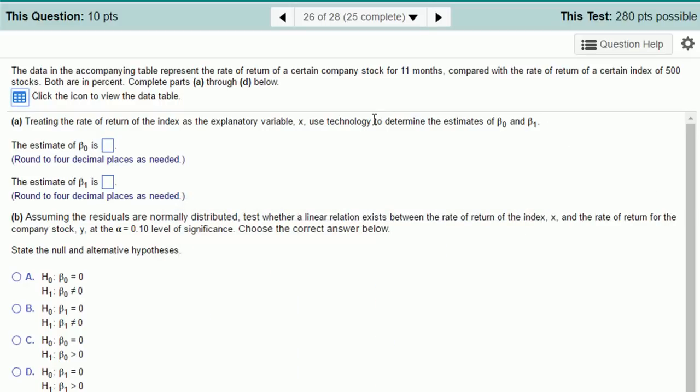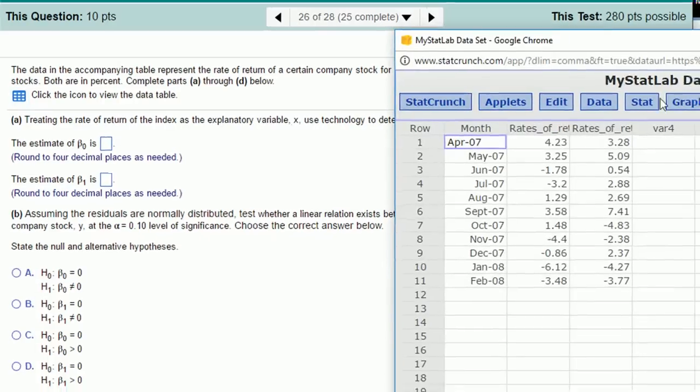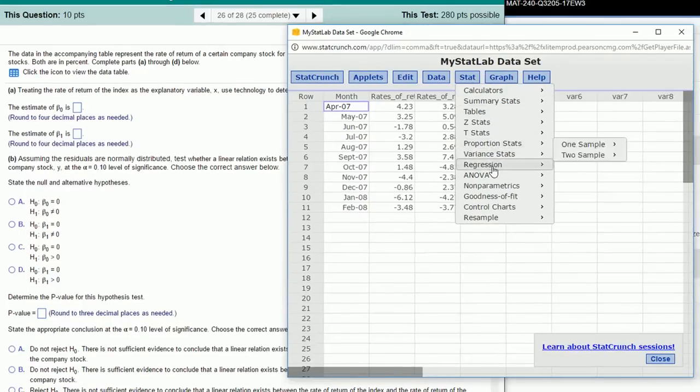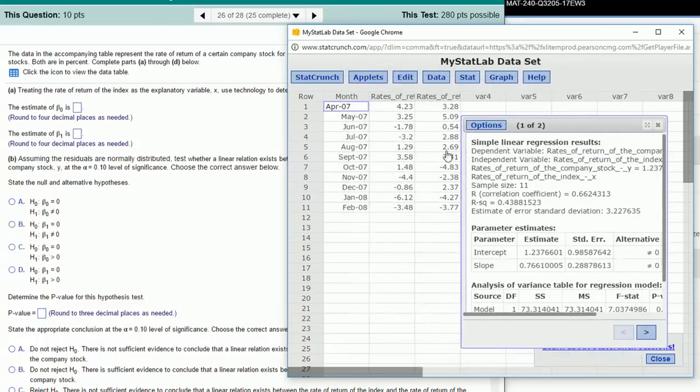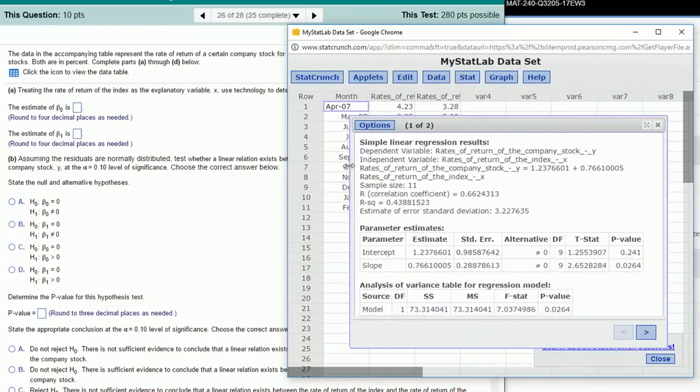Treating the rate of return of the index as the explanatory variable x, use a technology to estimate beta 0, beta 1. So let's do a stat. Let's do regression, a simple linear regression. The x variable is going to be the index, and y is going to be the company stock. Let's compute. Get all of our output. That looks nice.